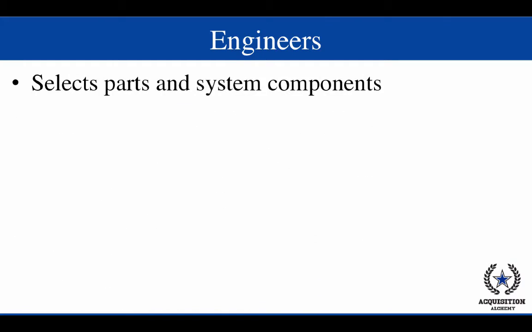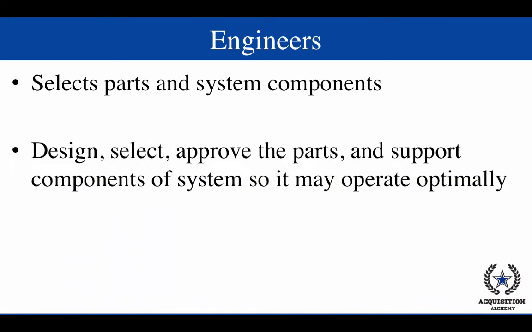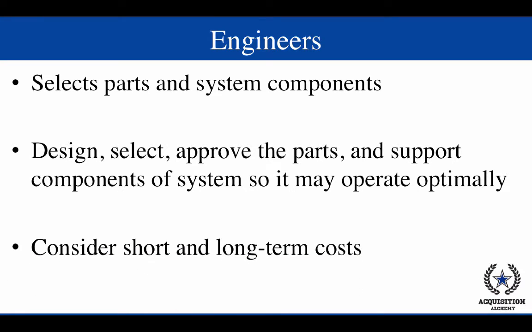Engineers. Engineers select the parts and system components that are part of a system, product, or process. Engineers and their teams usually design, select, and approve the parts and/or support components of systems so it may operate optimally. Engineers also consider short and long-term costs associated with systems, so they can accurately forecast the total cost of ownership and total cost of management over the system's projected life cycle.